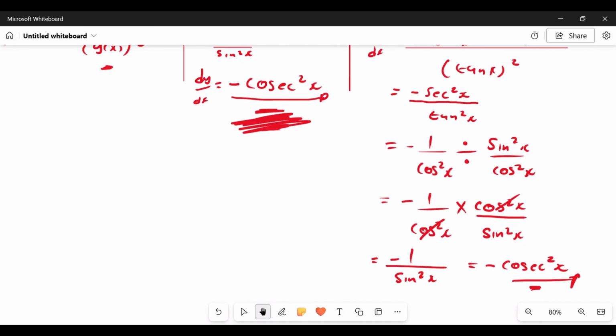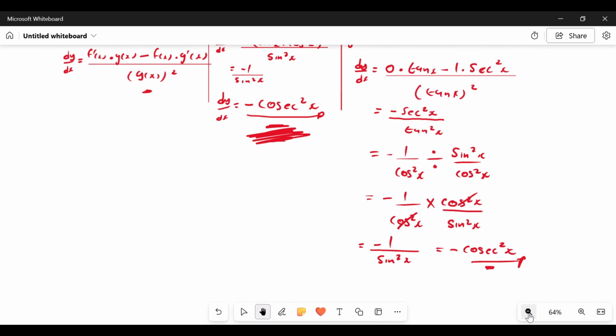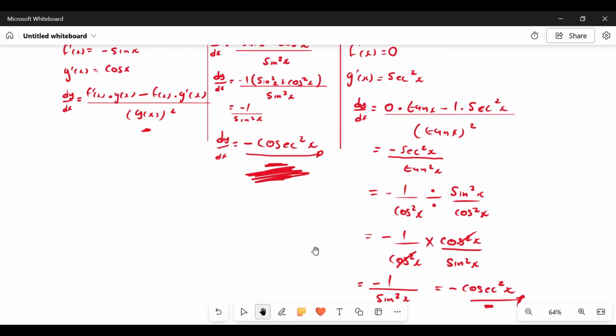I hope you guys managed to understand this because it was really not that difficult, even though I showed you two ways of solving this. So I hope you managed to understand it.